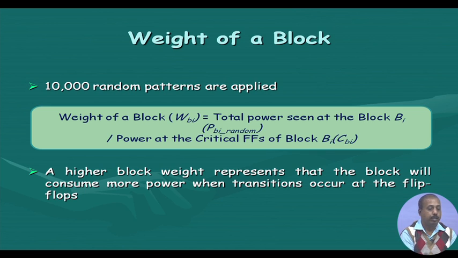If the critical flip flops consume a lot of power and the power consumed by the block is also high, that means this ratio will be close to 1. In that case the value will be high, and as a result the weight of the block Bi will be high. So, flip flop transitions will cause more power consumption in the block. During scan transition or during the test application process, we have to try to reduce the number of transitions in these flip flops.